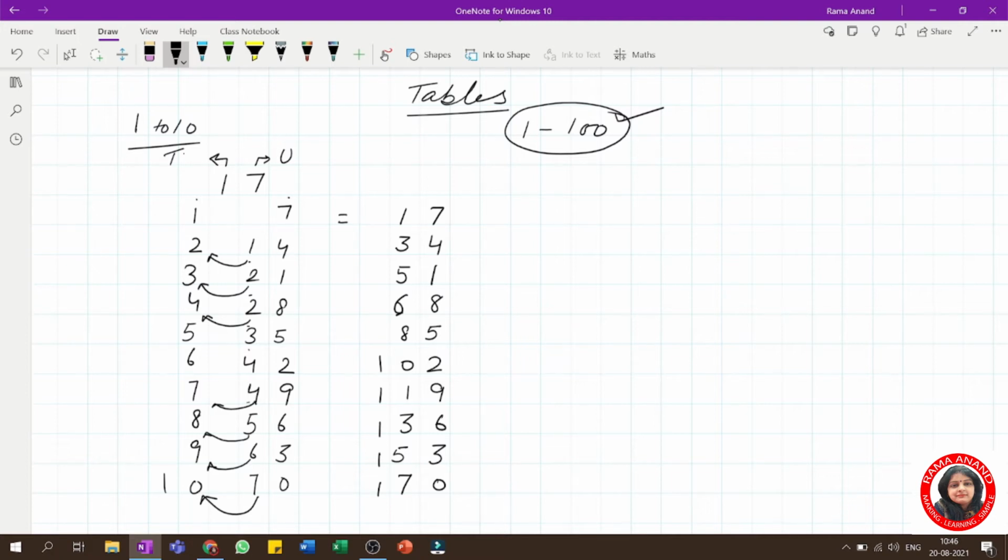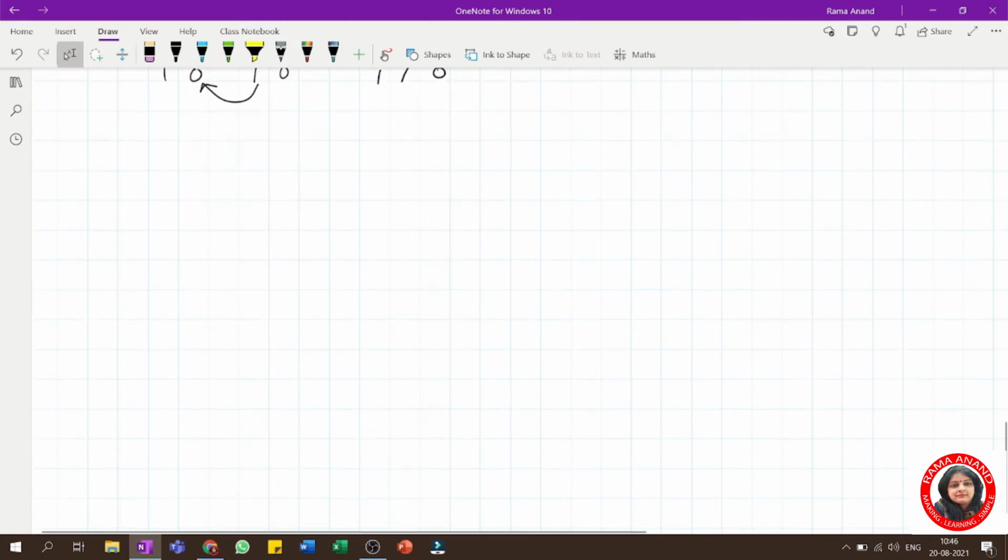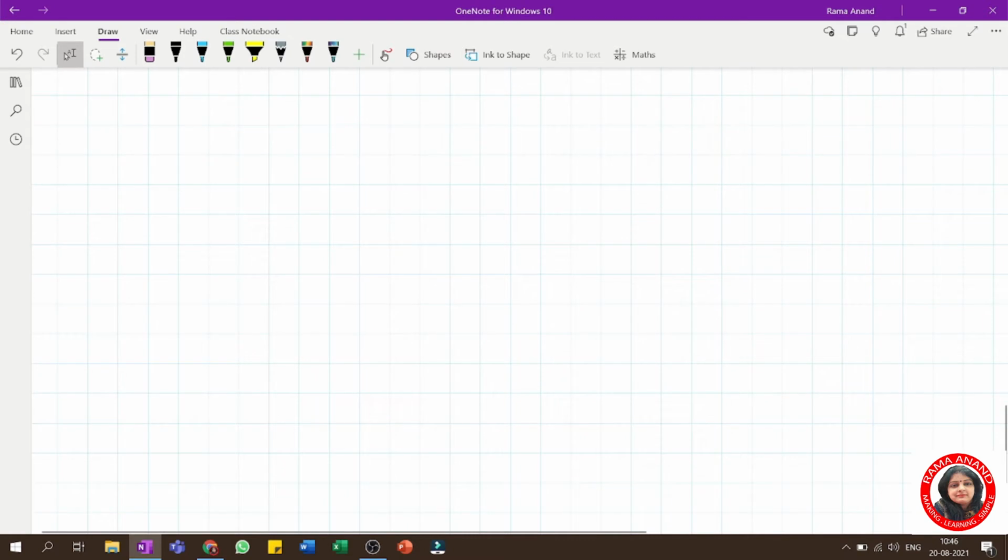Do you find it easy or interesting? Yes, it is very interesting and very easy. Okay, and no need to do the cramming. Just remember the table from 1 to 10. Now let's try another number. Suppose I am taking the number 23.